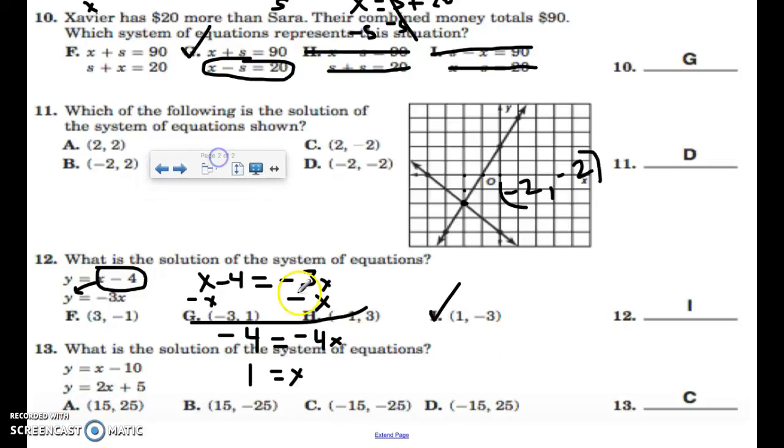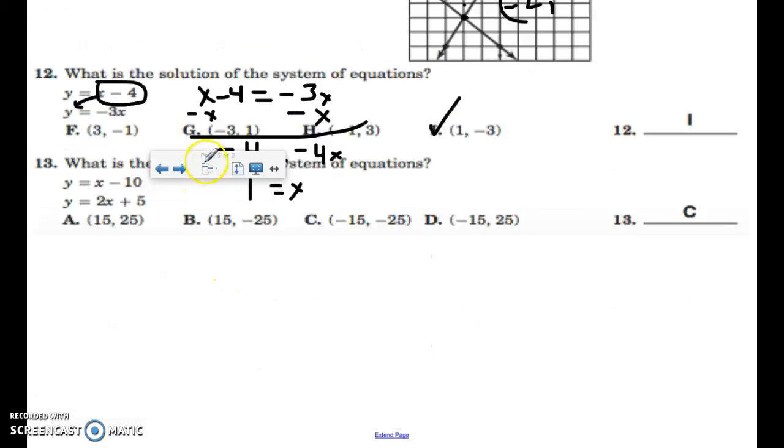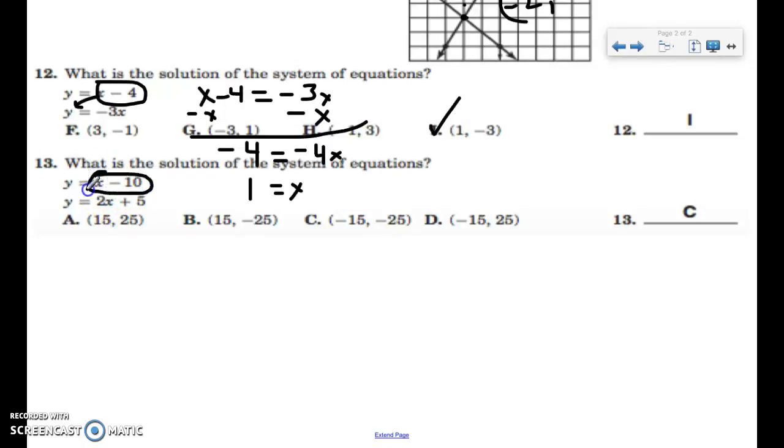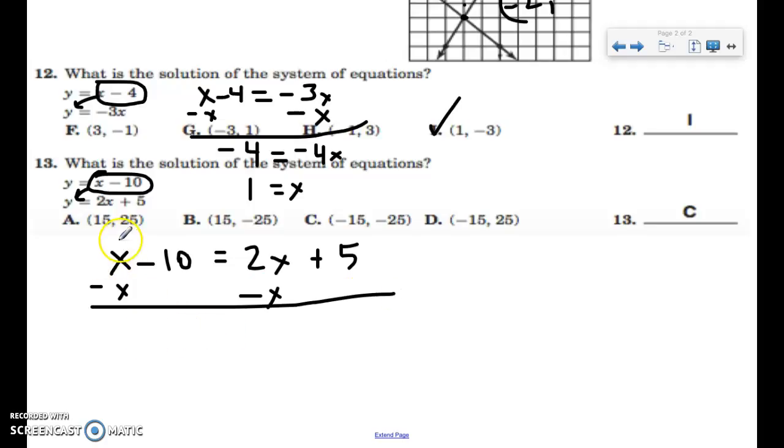What is the solution of the system, number 13? Same thing. Set these two things equal to each other because the x minus 10 is getting subbed in for the y. So it's x minus 10 equals 2x plus 5. We're going to move the x's probably over this way. It really does not matter. I'm going to subtract x. The basics are I want the x's on one side of the equation and the numbers on the other. We did that before. Okay, so this goes away.